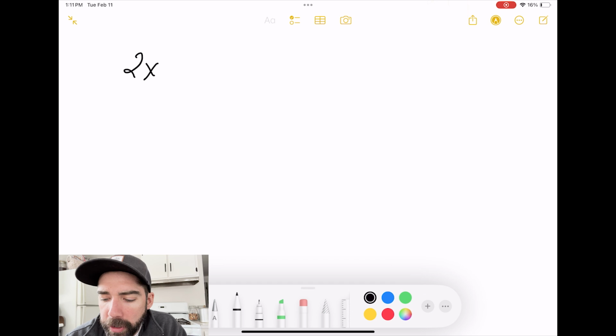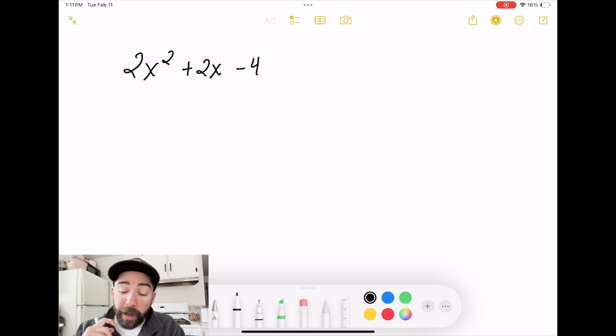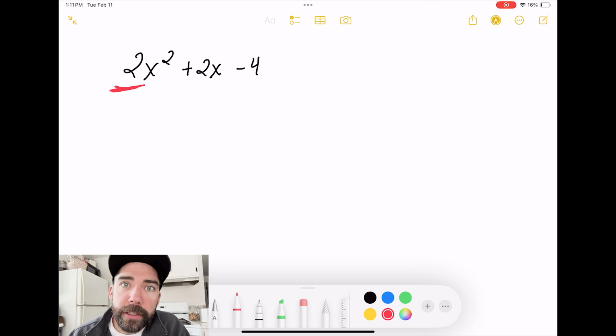All right, I'm going to up it a little bit on you. We got 2x squared plus 2x minus 4. All right, so the tricky part here is this value is not 1, but you said we were going to make it 1. Yeah, relax. All right, calm down. I love you. What we've got to do first is factor.